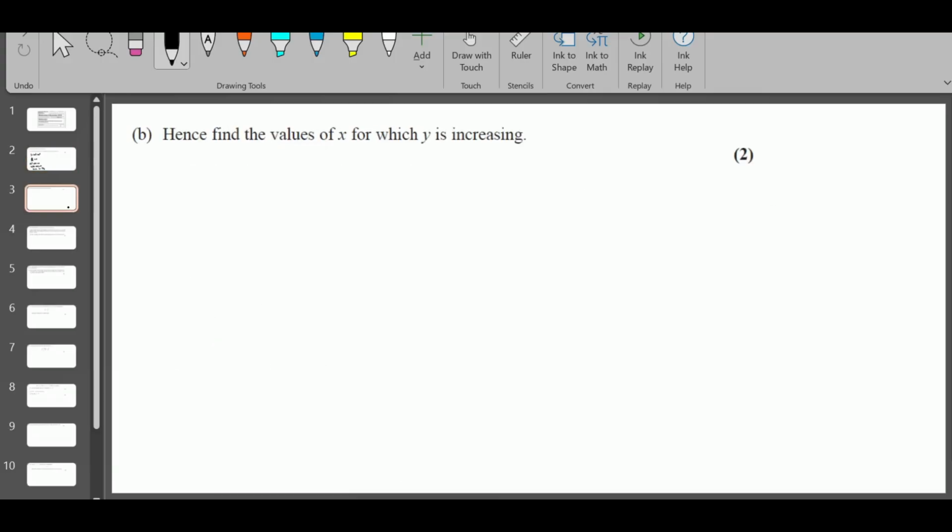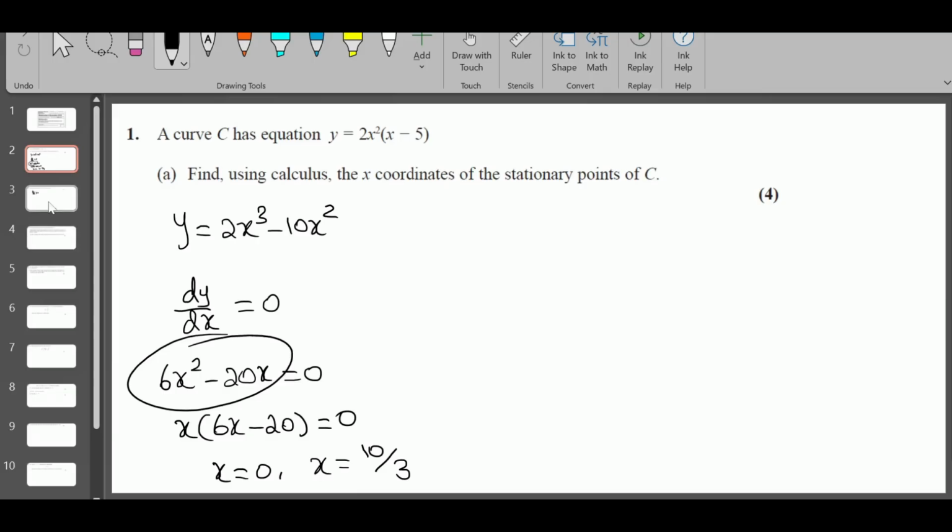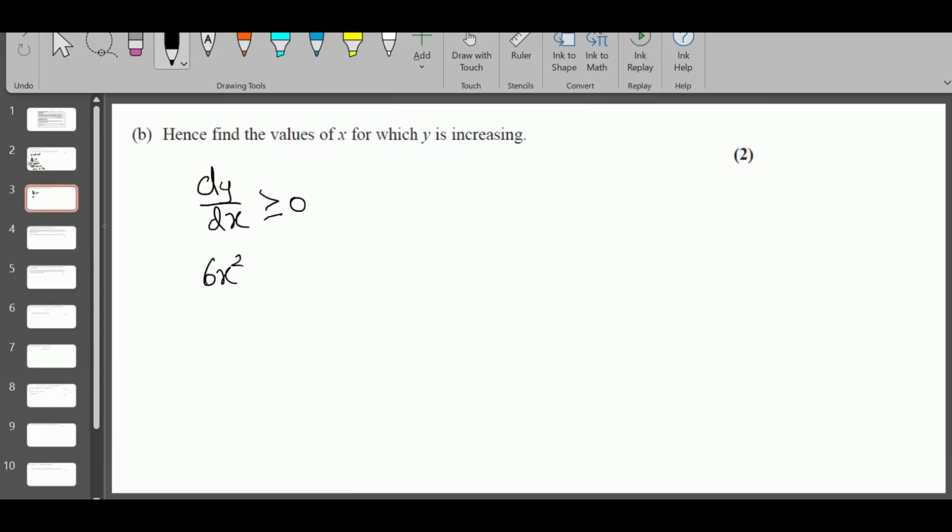Find the values of x for which the function is increasing. This is the condition for an increasing function. And the first derivative will be less than or equal to 0 for a decreasing function. So here the function is given as y, so the condition is dy over dx greater than or equal to 0 for an increasing function. So take the first derivative, 6x squared minus 20x is greater than or equal to 0, divide throughout by 2, 3x squared minus 10x is greater than or equal to 0.